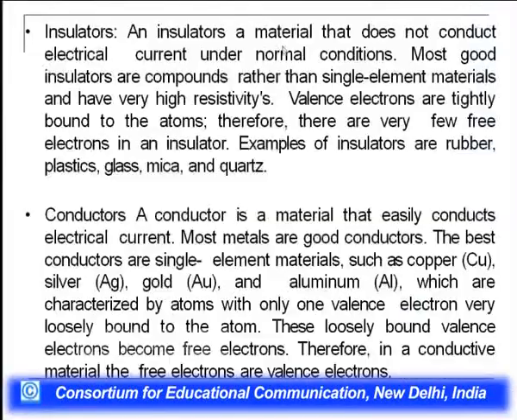Then in insulators, an insulator is a material that does not conduct electrical current under normal conditions. Most good insulators are compounds rather than single materials. Means we are not considering a pure material, but some materials are doped to represent the insulator, and they have very high resistivity. The valence electrons are tightly bound to the atoms, therefore there are very few free electrons in the insulator. Examples of insulators are rubber, plastic, glass, mica and quartz.